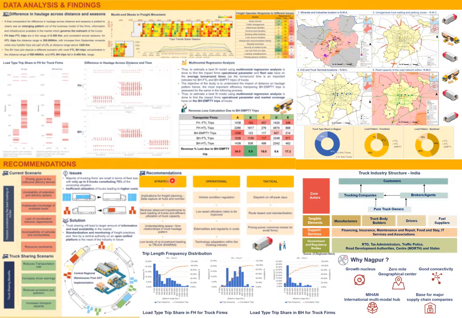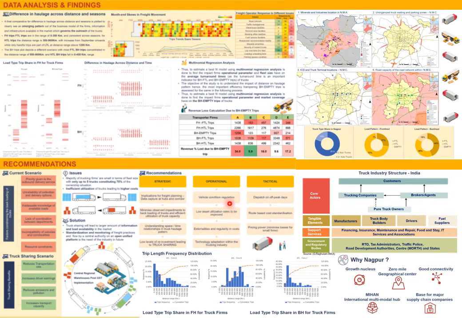So hence the recommendations have been divided into three parts, which are strategic, operational, and tactical. Implications for freight planning: data capture at hubs and corridors should be done. Minimize observed impediments to backloading of trucks and efficient utilization of truck capacity, while also understanding the space-time relationship in truck haulage patterns and low levels of reinvestment leading to truck sharing.